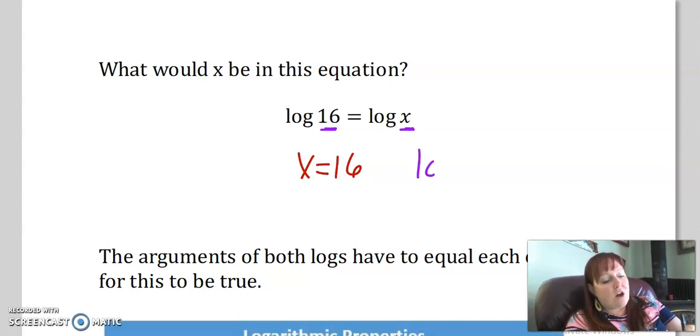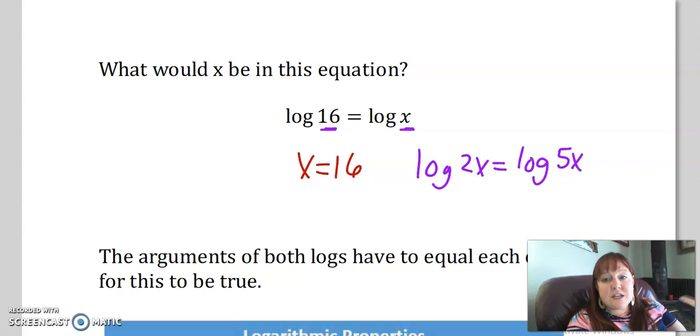So if I have, say, log of 2x equals log of 5x, they have to equal each other, okay? So whatever 2x is also has to equal 5x, which, that's a really bad example. So let's do 5x plus 1, because then maybe you actually could find a solution. Right now you wouldn't have been able to find a solution. But so the arguments have to equal each other.